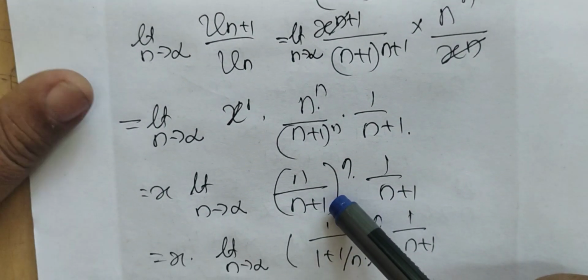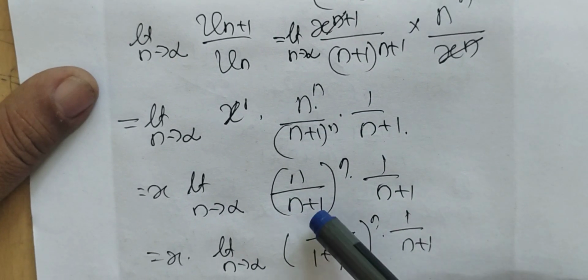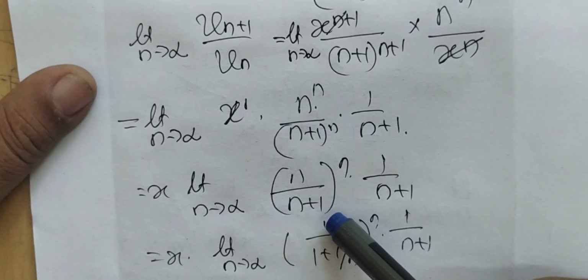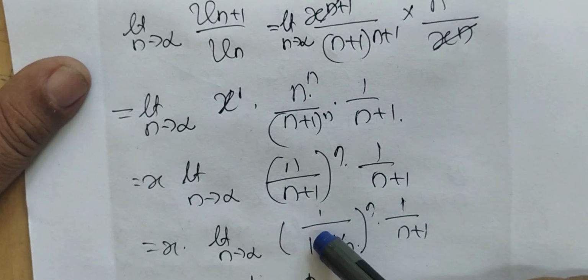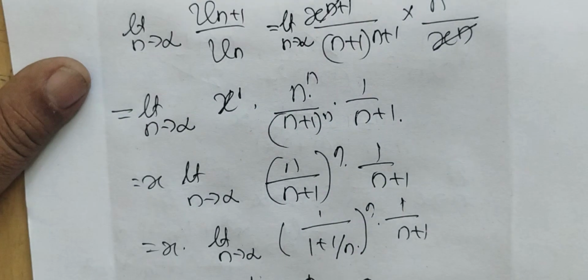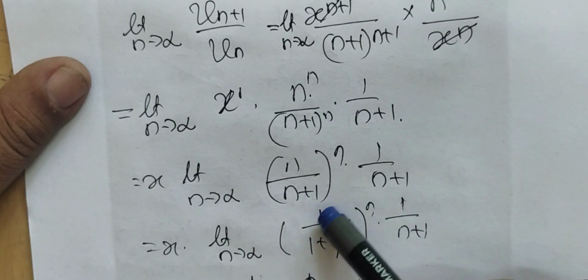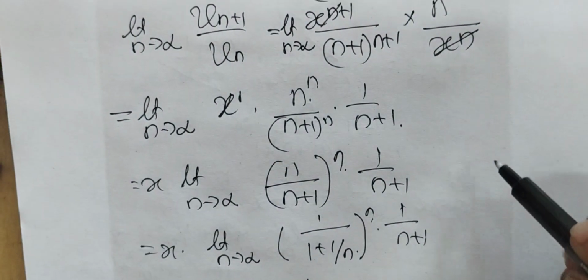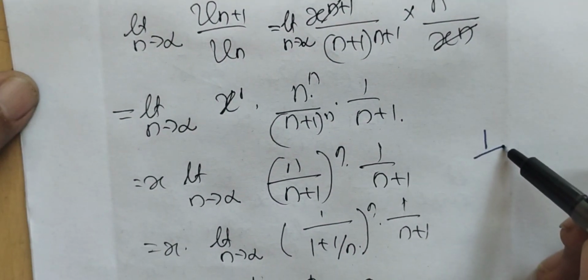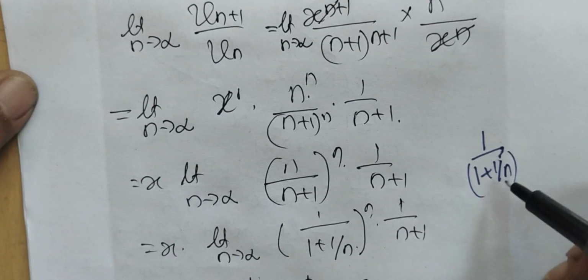Now you take n as common inside only. So that is n into, here no n term, that means 1 by n. So n and n cancel, and we get 1 by 1 plus 1 by n whole power n, into 1 by n plus 1. This is equal to what? This is equal to e only. In the denominator we will get e. How will you get e? This can be written as 1 by 1 plus 1 by n whole power n.